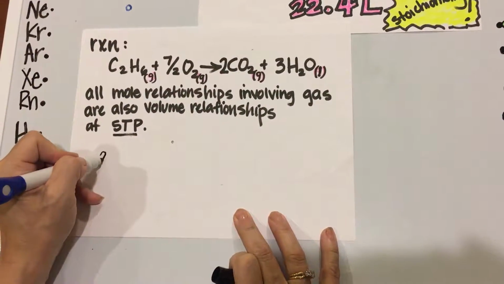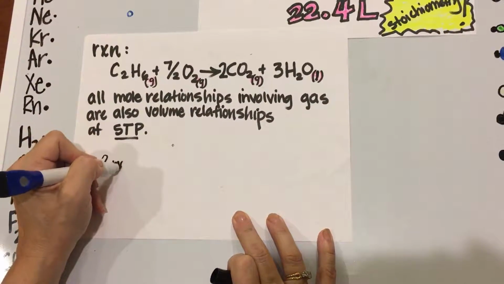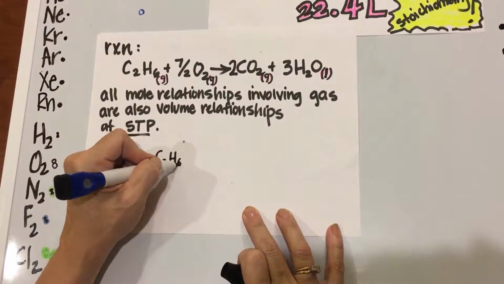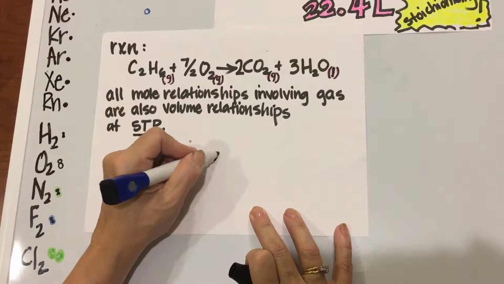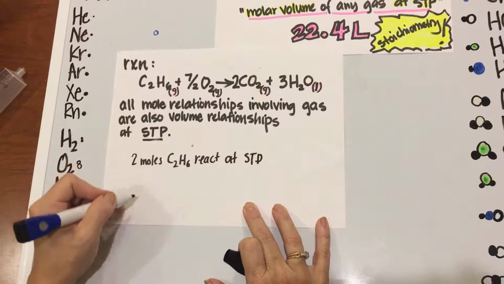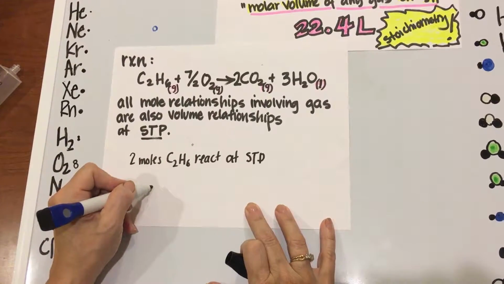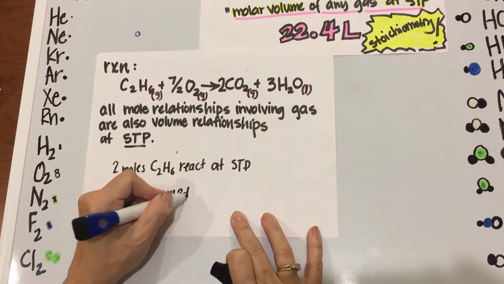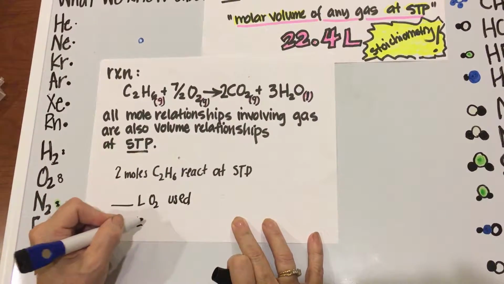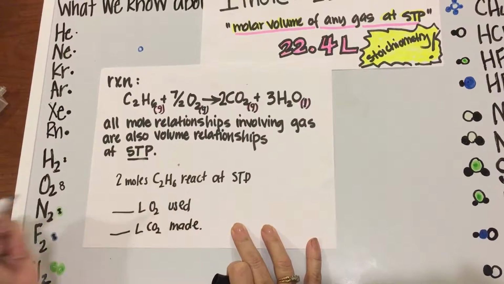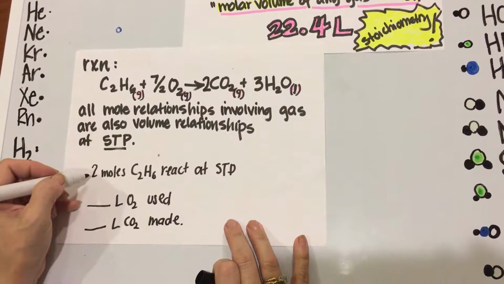So if 2 moles of C2H6 react at STP, how many liters of oxygen are used? How many liters of CO2 are made? Okay, it's going to be very simple.